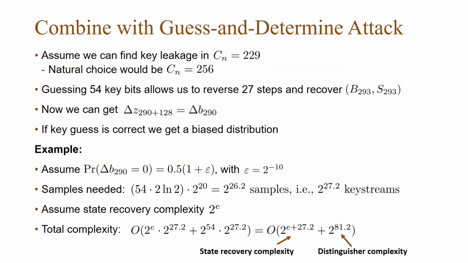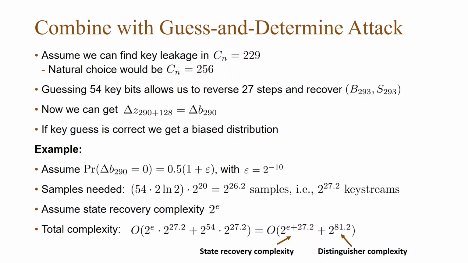Let us now combine this analysis with a guess and determine attack. So if we come to the conclusion that we need Cn equals 230, assume now that we can find a key leakage in Cn equals 229. So a natural choice here would be to pick Cn equals 256. So let us assume that we take this choice. Now we can guess 54 key bits. This allows us to reverse 27 steps and recover the states at B_293 and S_293.